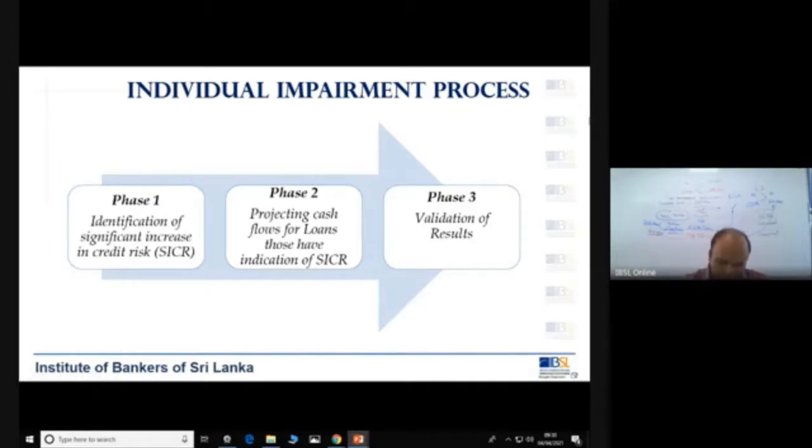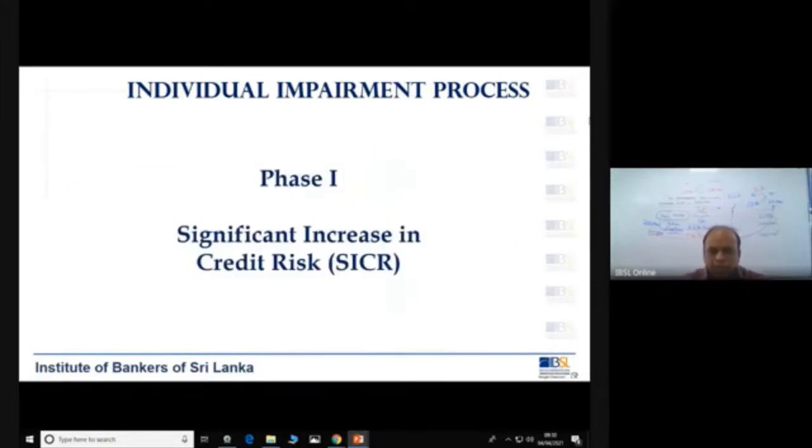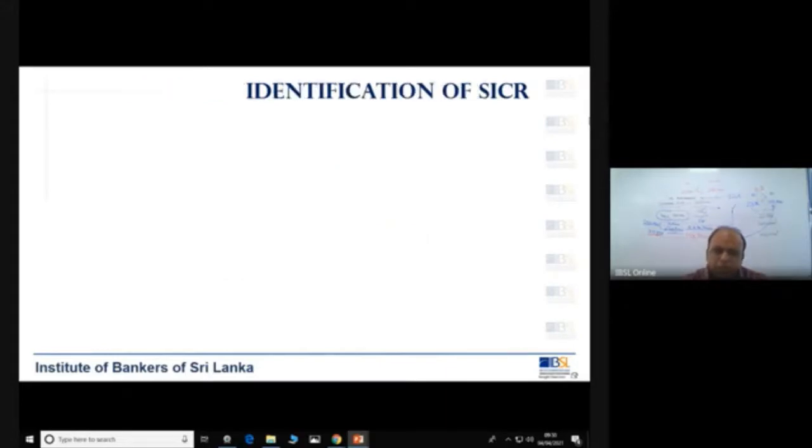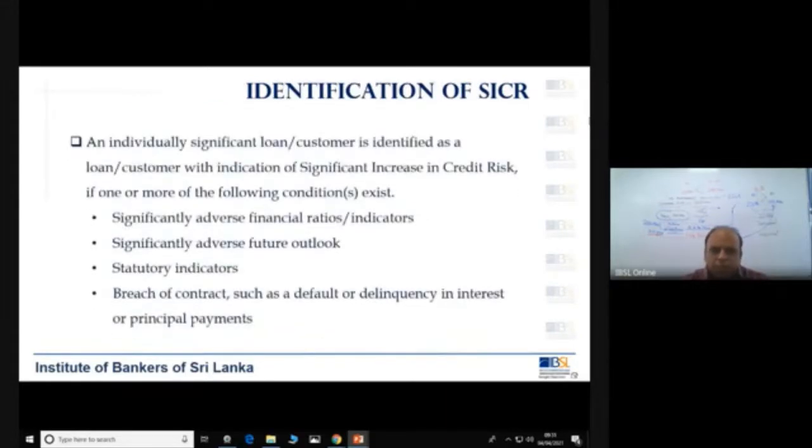So let's quickly run through the remaining part here, because this is not very important as far as our topic is concerned, because for the exam this remaining area is not that critical, but you need to know a few things. Okay, so identification of SICR, that is significant increase in credit risk, or what could be the objective evidence, what could be the objective evidences.